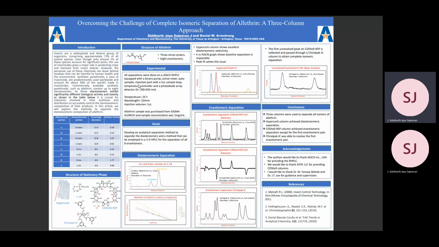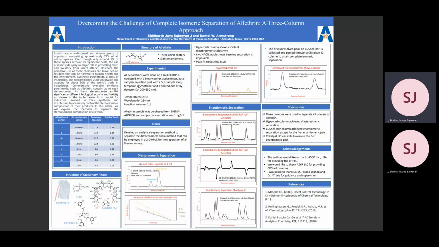However, the use of insecticides can have negative effects on human health and the environment, as residues may be left behind. Allethrin contains up to 8 stereoisomers that have varying levels of biological activity and toxicity. Therefore, it is essential for companies involved in the synthesis and distribution of these insecticides to accurately control the stereoisomeric composition of their products. I will discuss the method developed to separate the stereoisomers of allethrin.